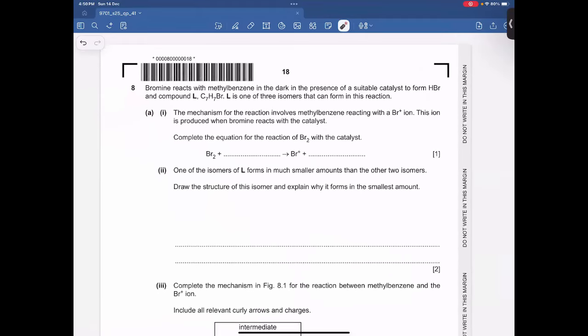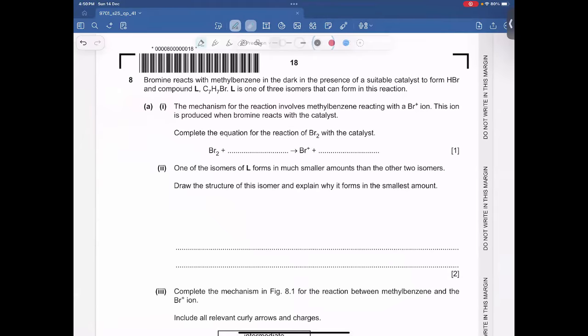Let's see what we have in this question. Seems like it is related to organic chemistry, specifically methylbenzene. Bromine and methylbenzene react together in the dark in the presence of a suitable catalyst like AlCl3 or FeCl3 or AlBr3 or FeBr3 to form HBr and compound L. L is one of the 3 isomers that can form in this reaction. The mechanism involves methylbenzene reacting with Br+ ions. The ion is produced when bromine reacts with the catalyst. Complete the equation for the reaction of bromine with the catalyst.